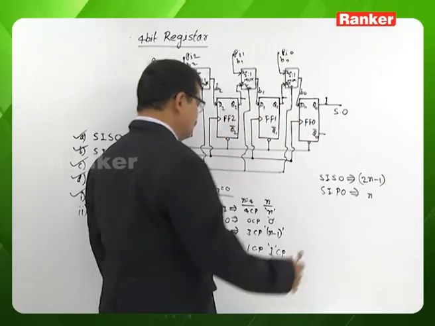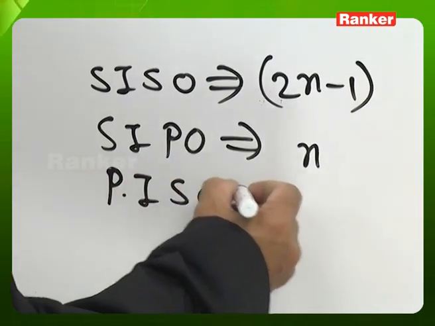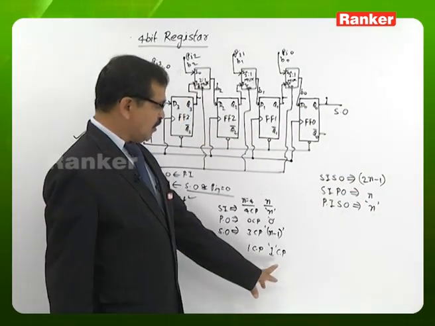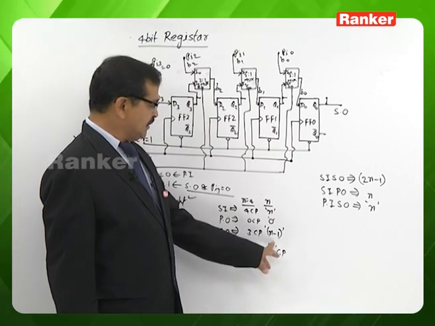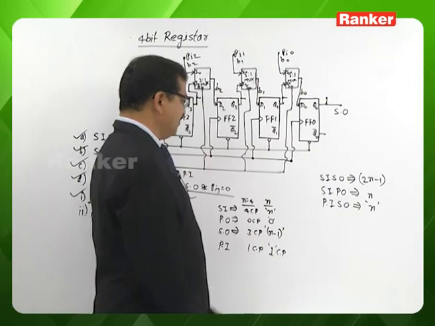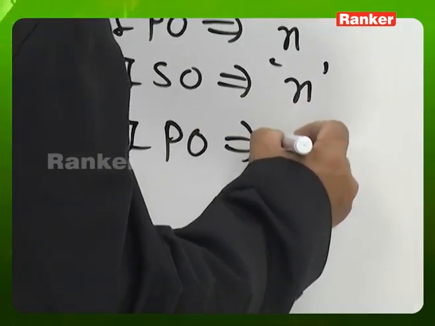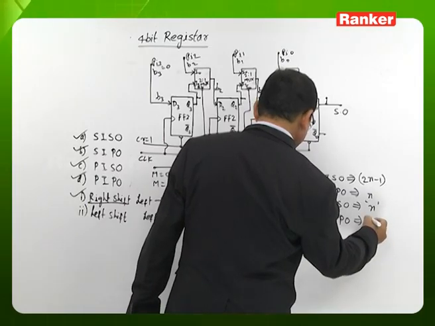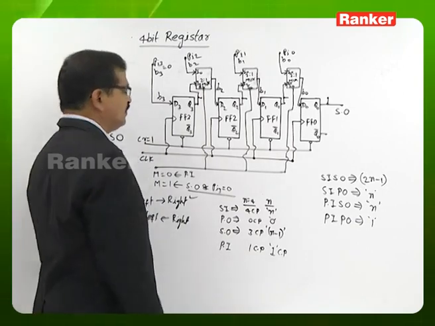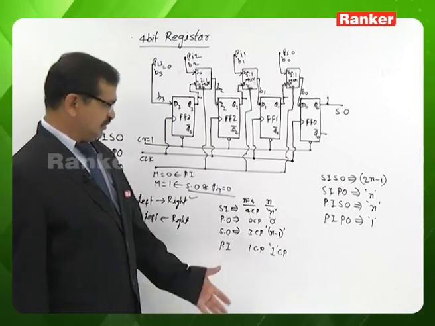And for parallel input, serial output operation, we are in need of n clock pulses. For parallel input purpose, 1 clock pulse, and for serial output purpose n minus 1. So the total number of clock pulses, n minus 1 plus 1, becomes n. And for parallel input, parallel output operation, we are in need of 1 clock pulse. So this is the conclusion, or these are the conclusions we can speak on these registers.